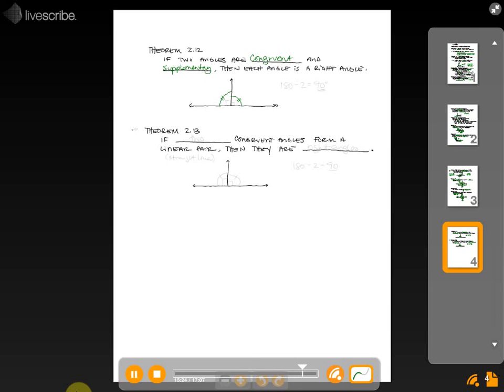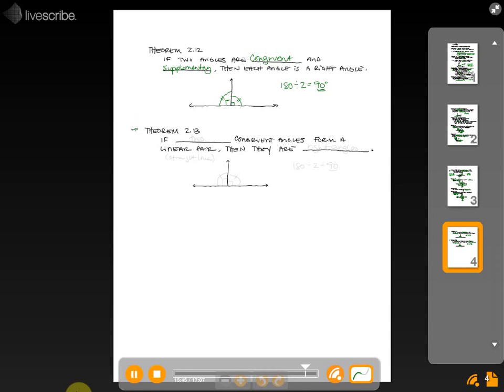Okay, now if they're congruent, we would cut 180 in half because both of them need to be the same, and we get 90 degrees, which means each one of these would have to be a right angle. And that's what we just proved here. That's Theorem 2.12. If two angles are congruent and supplementary, then each angle is a right angle.